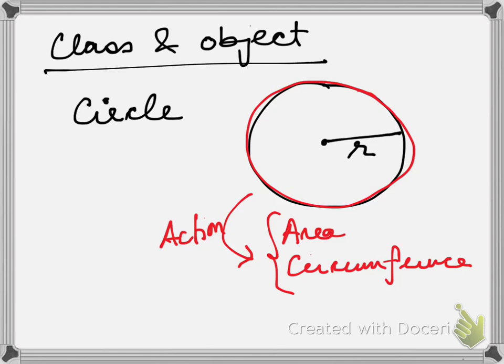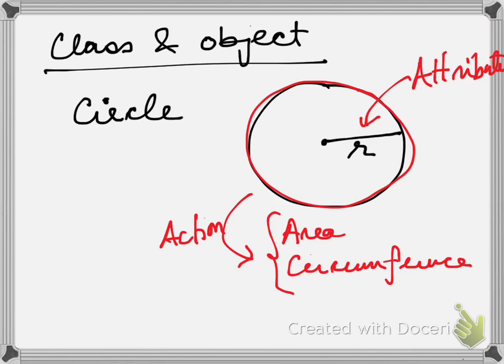And to describe the circle, there is only one value that I need, that is its radius. So if I have the radius, I can describe the circle. So if I say the radius of my circle is say 1 centimeter, I know how big the circle will be. If I say the radius is 10 centimeter, I know that it will be a bigger circle. So the radius is nothing but the attribute.